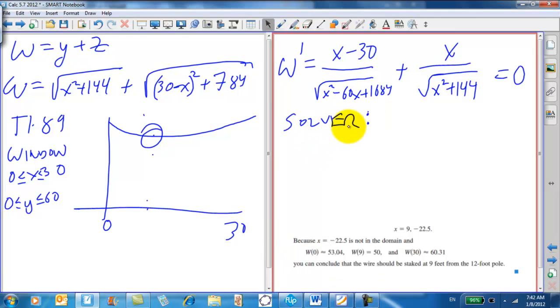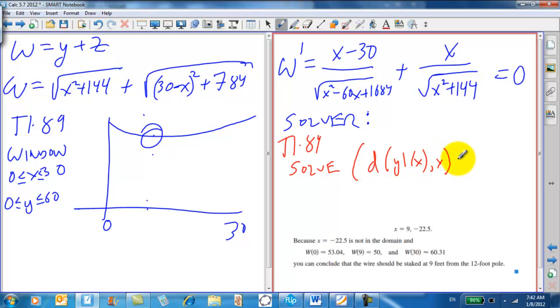Okay, so here's what I put in the solver on the TI-89. Solve, parentheses, the derivative of y1 of x with respect to x. I set that equal to 0, and I had to solve for x. And it gave me this answer of x equals -9. Now, if I want the other answer, I might want to just graph the derivative and see, but you see it ends up being negative, and that's outside the domain of consideration here.